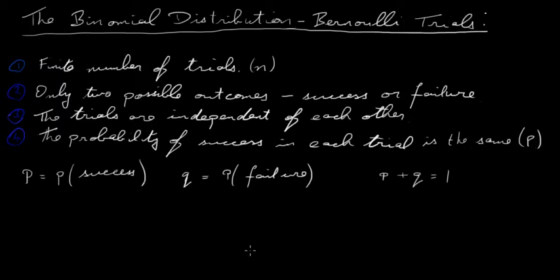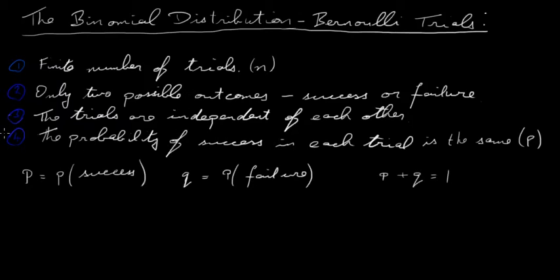This is P. So P here is the probability of success, and Q is the probability of failure. Because there are only two possible outcomes, success or failure, if we add P and Q, we must get 1. Any experiment that satisfies these four conditions is called a Bernoulli trial.